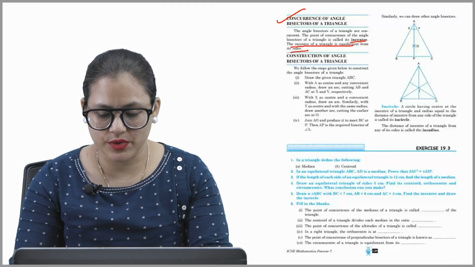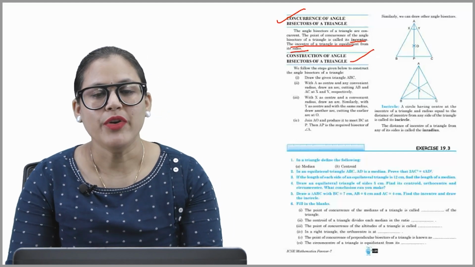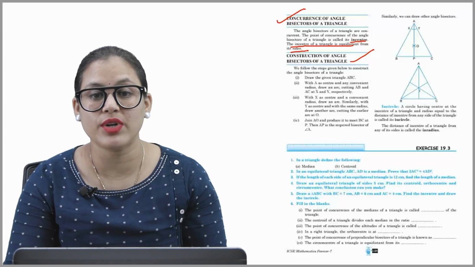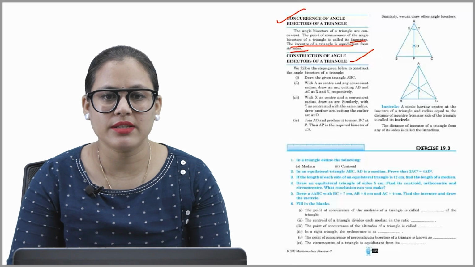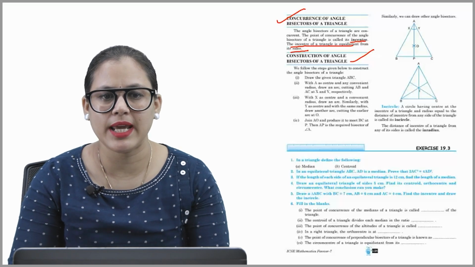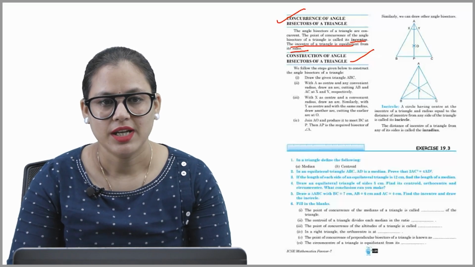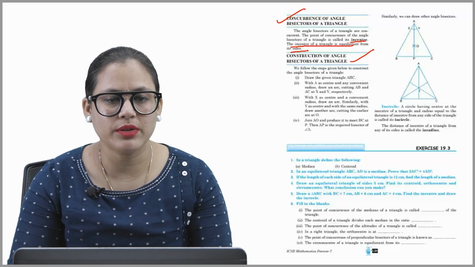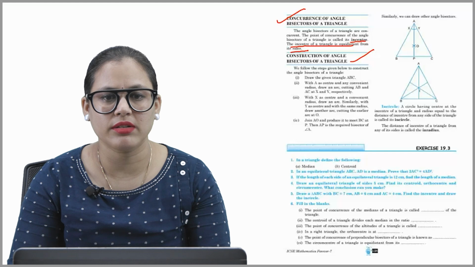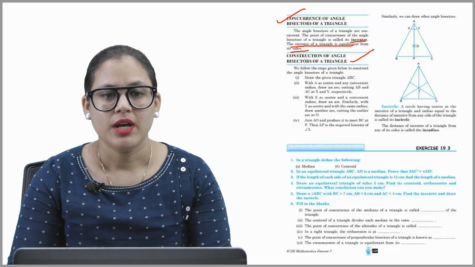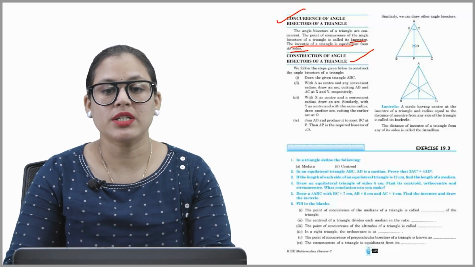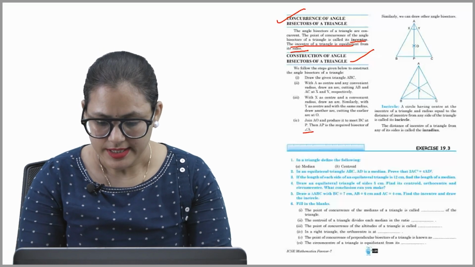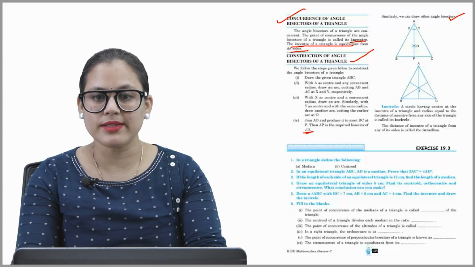Constructions of angle bisectors of a triangle. We follow the steps given below to construct the angle bisector of a triangle. Number 1, draw the given triangle ABC. 2, with A as center and any convenient radius, draw an arc cutting AB and AC at X and Y respectively. 3, with X as center and a convenient radius, draw an arc. Similarly, with Y as center and with the same radius, draw another arc cutting the earlier arc at O. 4, join AO and produce it to meet BC at P, then AP is the required bisector of angle A. Similarly, we can draw other angle bisectors.